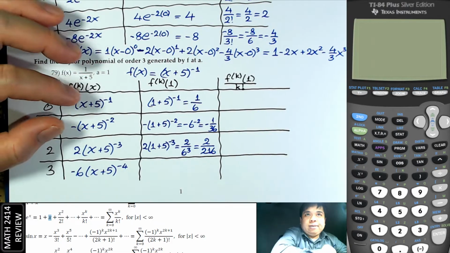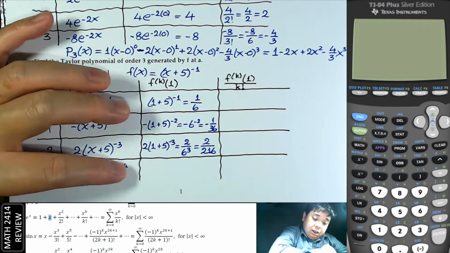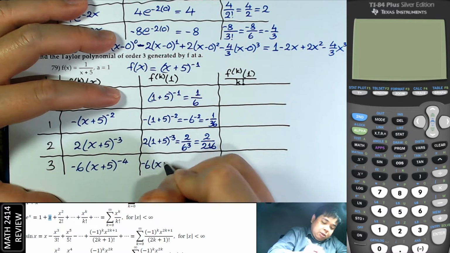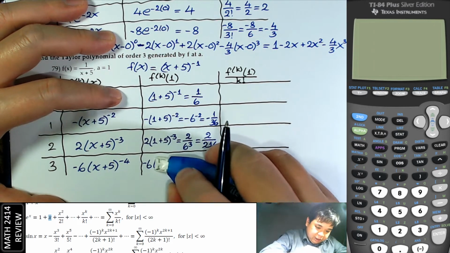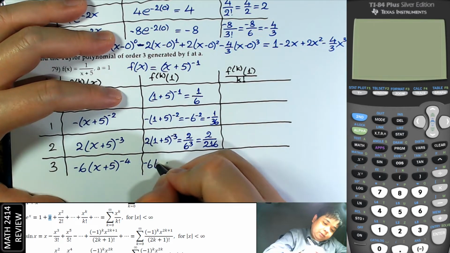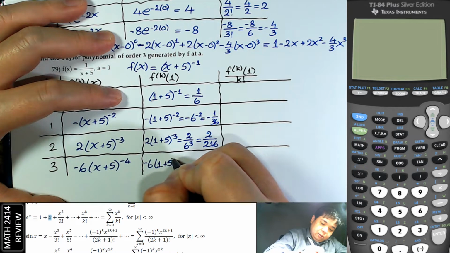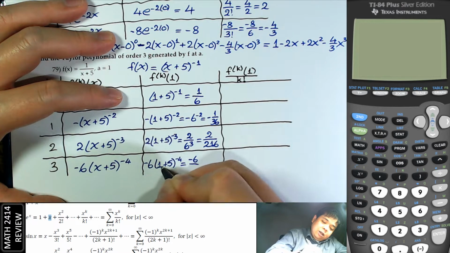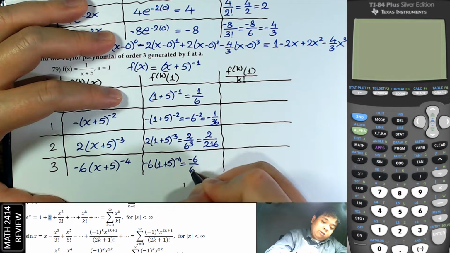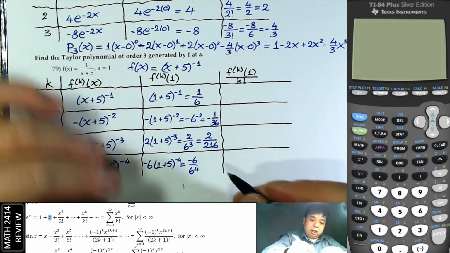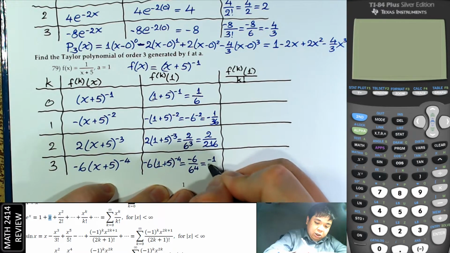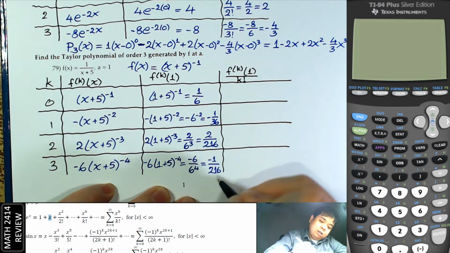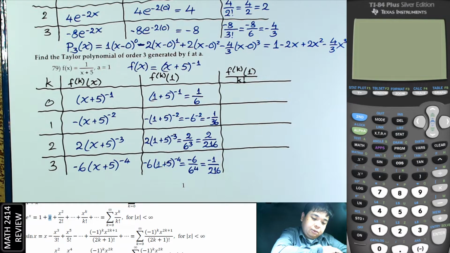We'll cancel out later. I just want to keep it like that. Next, negative 6, x is 1. So you have negative 6 and 1 plus 5, 6 to the negative 4. Move to the bottom, become 6 to the 4th. Cancel this out, we have negative 1 over 6 cubed. 6 cubed is 216. Right, so that's what we have.